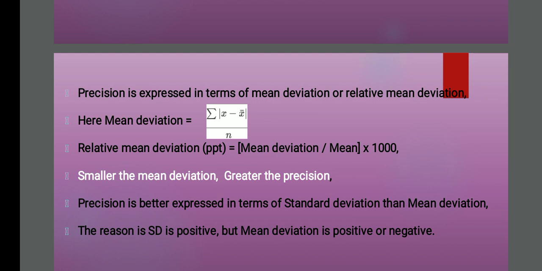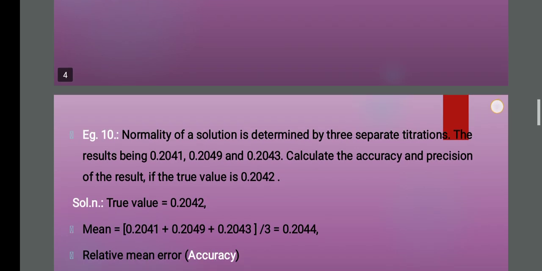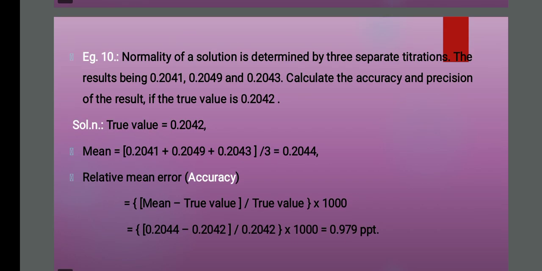Now we can see problems related to this. Is it okay? The problem we are going to see here is: the normality of a solution is determined by 3 separate iterations and the values obtained are 0.2041, 0.2049, 0.2043. Now we have to calculate the accuracy and precision of the result if the true value is given as 0.2042.